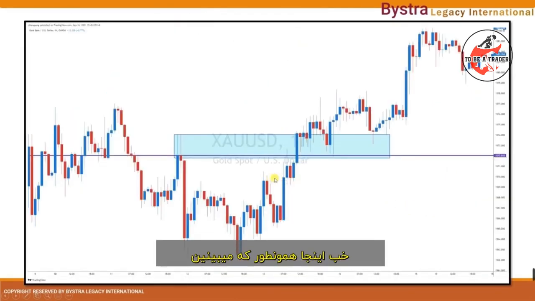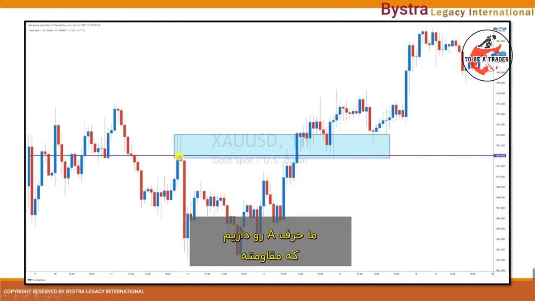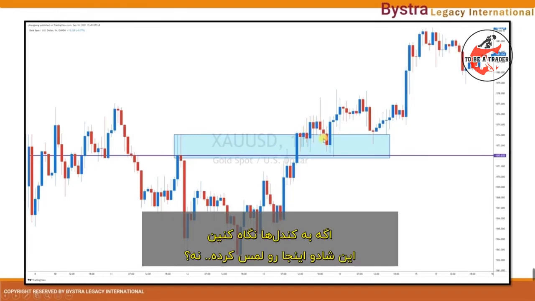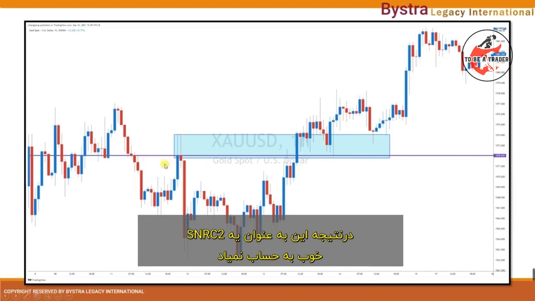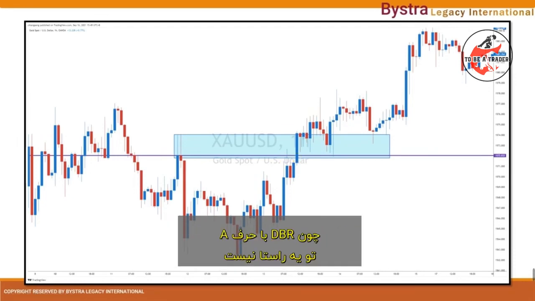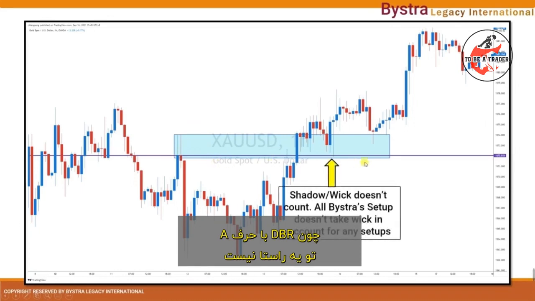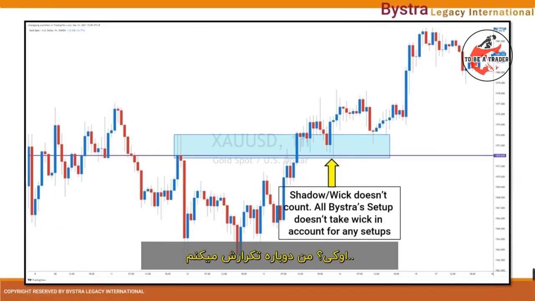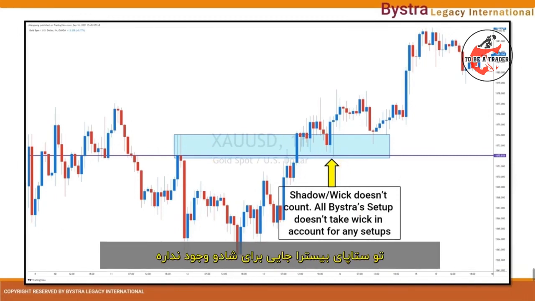So here, as you can see, okay, we have the capital letter A, the resistance. Okay, then we have the drop based rally. If you look at the candlestick, this wick touches here, isn't it? The drop based rally wick touches here. So we don't count this as SNRC2 because the drop based rally doesn't align with the capital letter A. Alright, so we do not take the wick, okay, for any Bystra setup. Okay, I repeat this again, no wick in any Bystra setup.